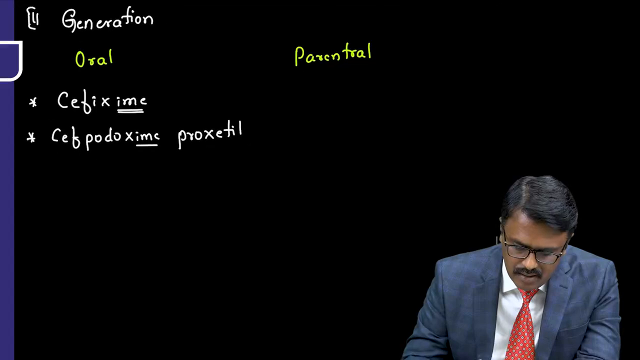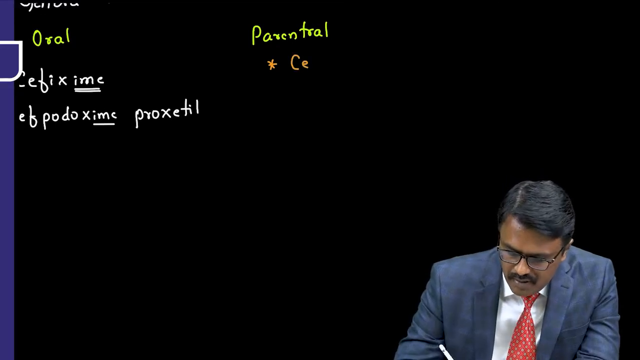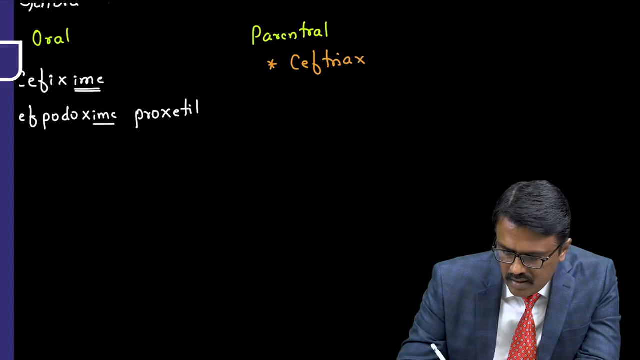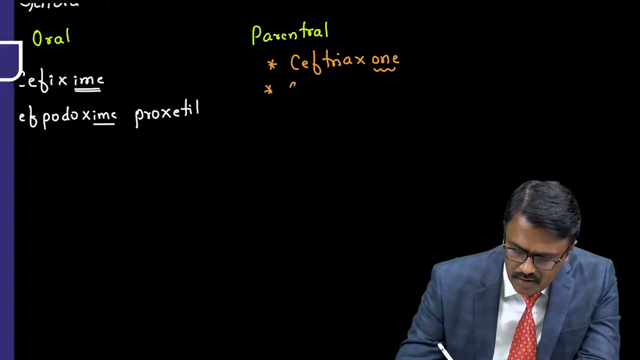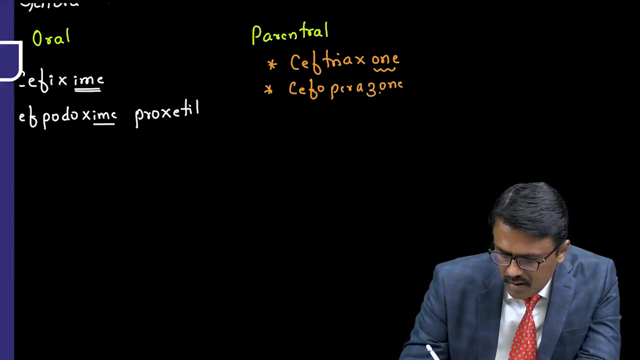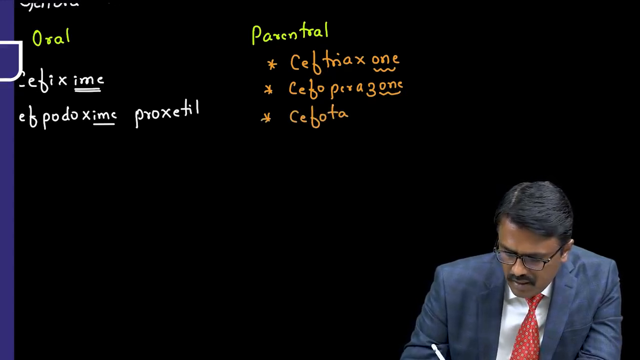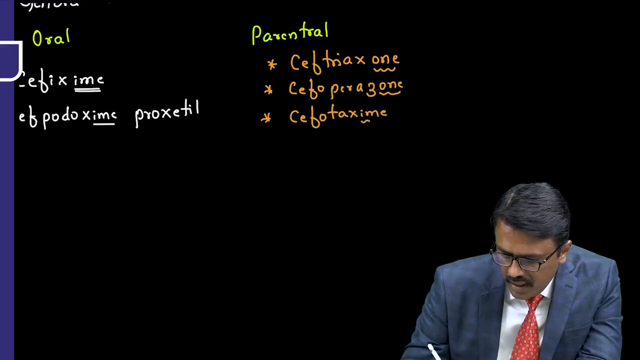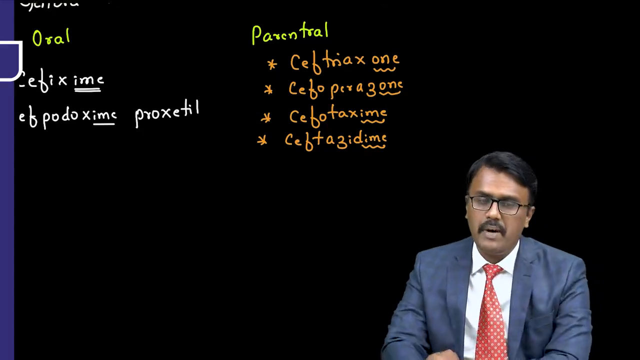Then the parenteral drugs. The parenteral drugs are ceftriaxone, so they end with ONE. Then we have cefoperazone, again ending with ONE. Or we have cefotaxime, again ending with IME. Then we have ceftazidime, again ending with IME. So these are the parenteral ones.